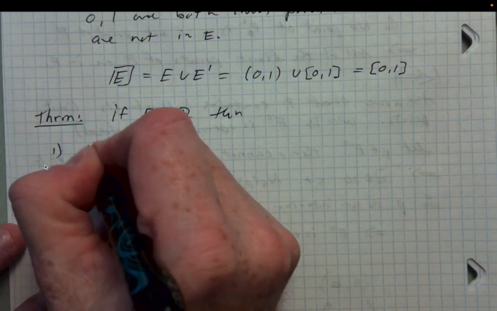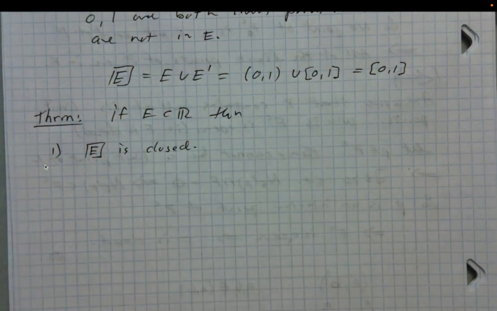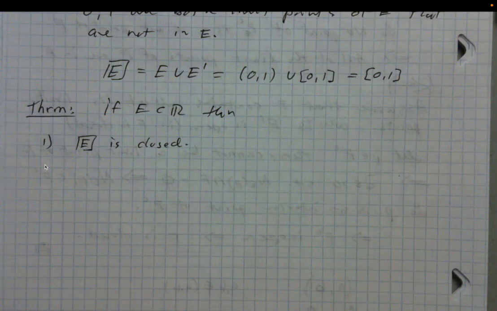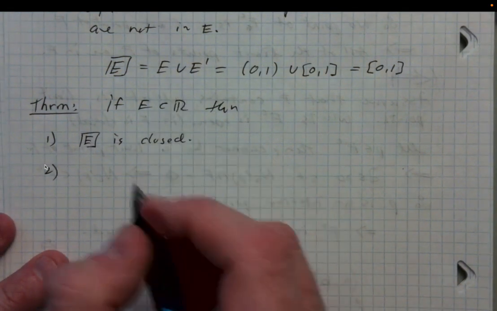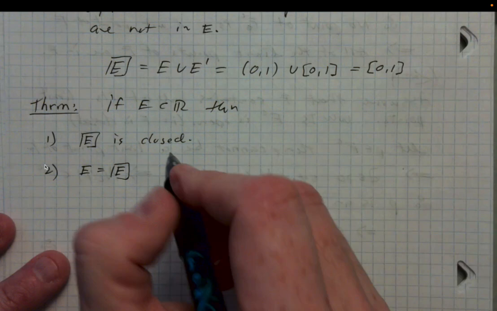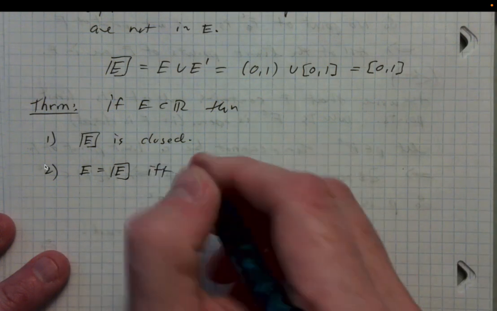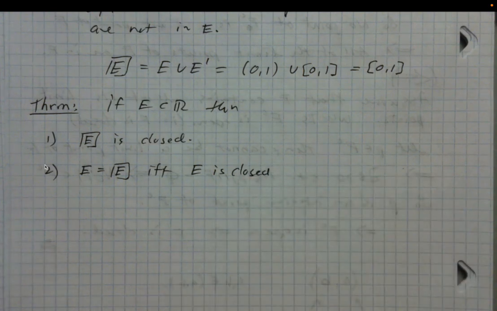First of all, the closure of E is closed, and that should be obvious, right? Almost by definition, E union the set of all of its limit points obviously is going to contain all of its limit points and would therefore be closed. That one is obvious. The next one is that E is equal to its own closure if and only if the set E is closed to begin with. That one also, I think, is fairly obvious.